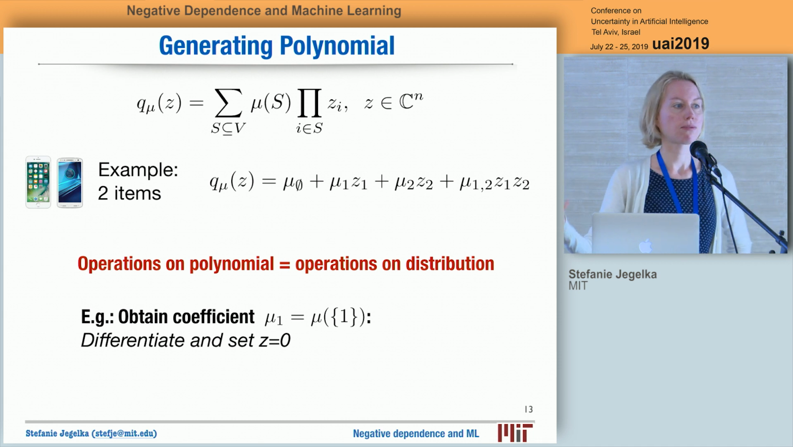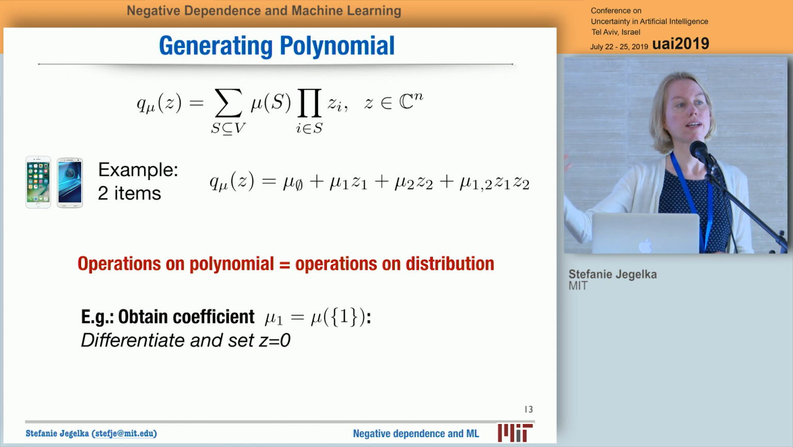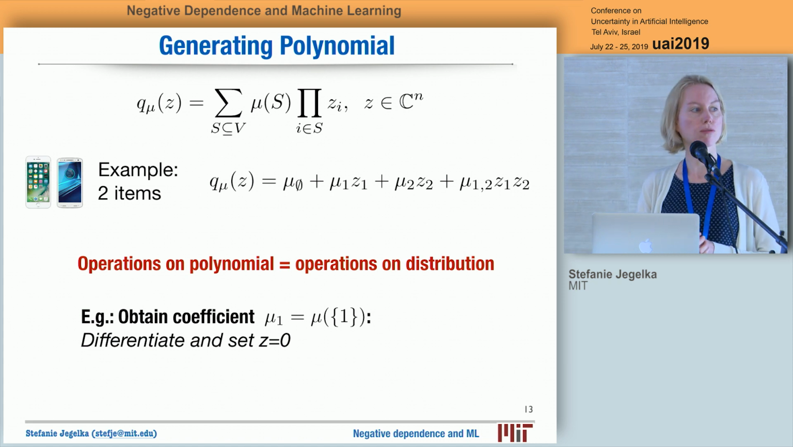So one way we can define a class of distributions is via a class of polynomials corresponding to these distributions. And one way this has been done, and yeah, okay.